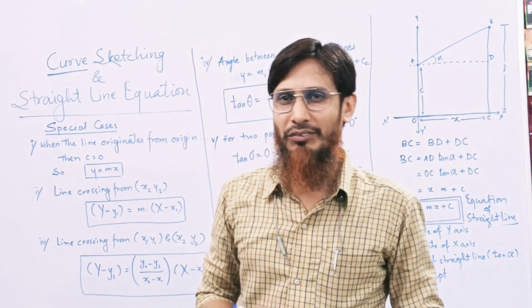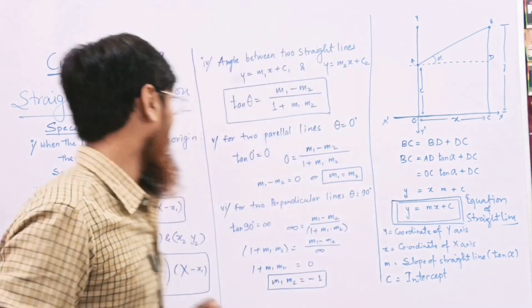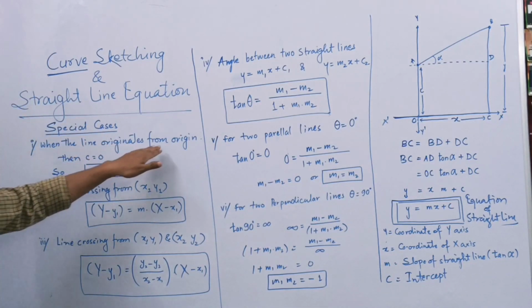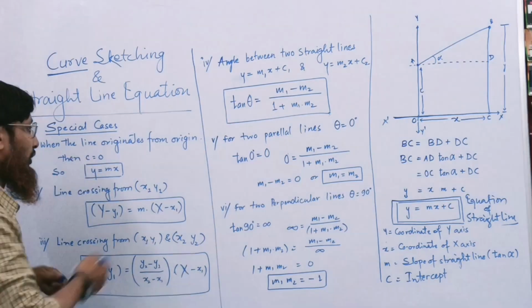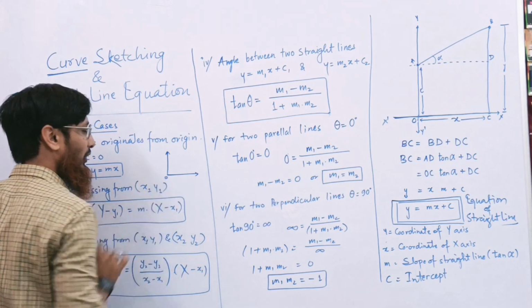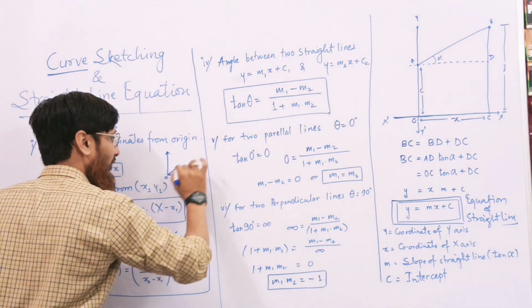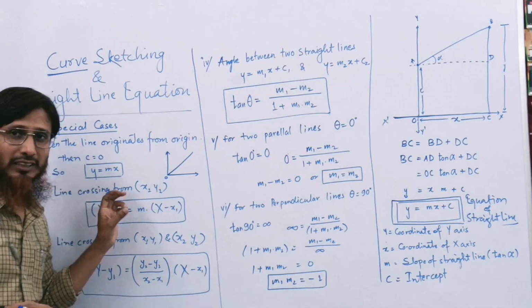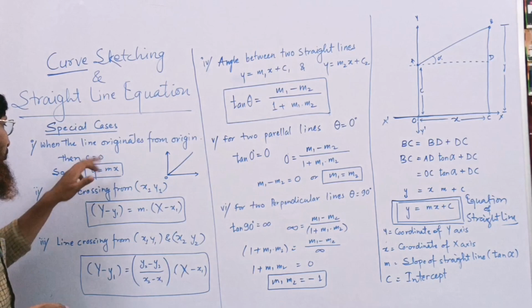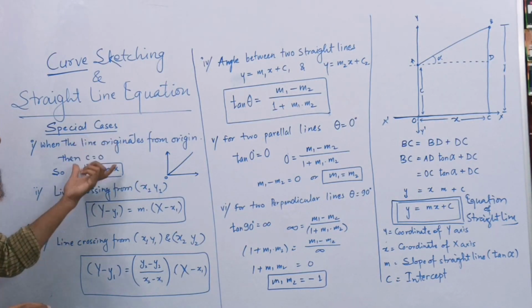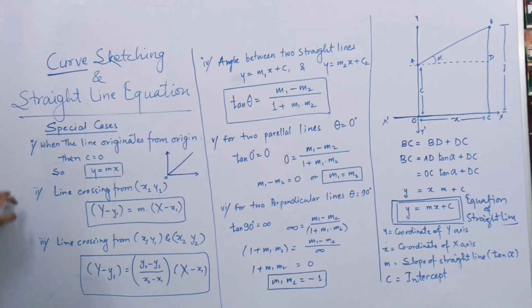So now we consider some special cases of the straight line equation and curve sketching. When the line originates from the origin, then c equals 0. If this is the origin point, and the line originates from the origin, from 0, then c, the intercept, would be 0. So when the intercept is 0, in y equals mx plus c, c equals 0, then y equals mx. This would be the equation for the straight line.